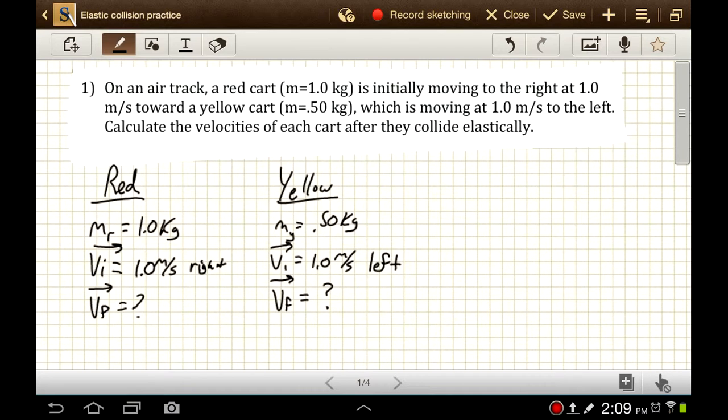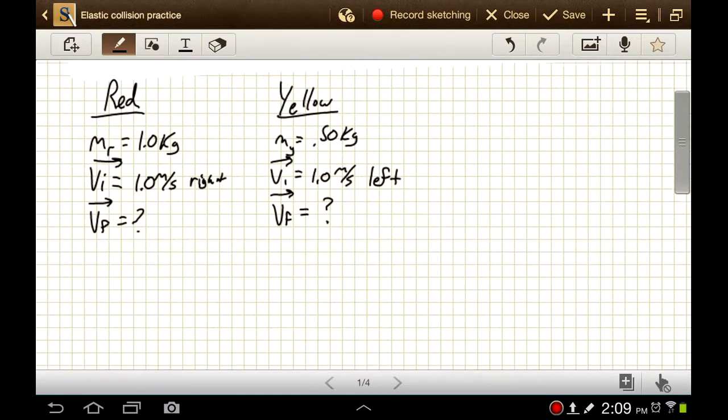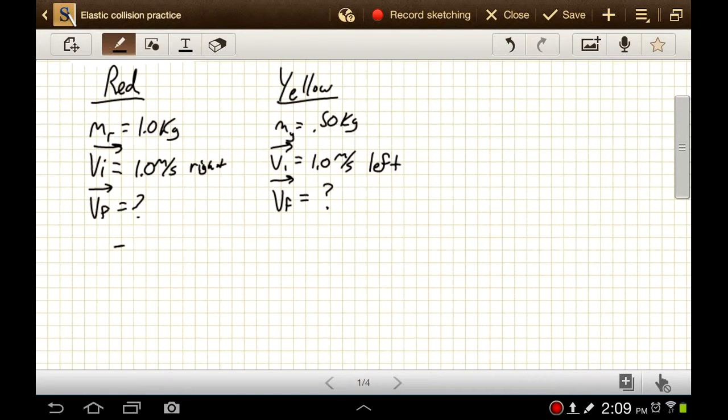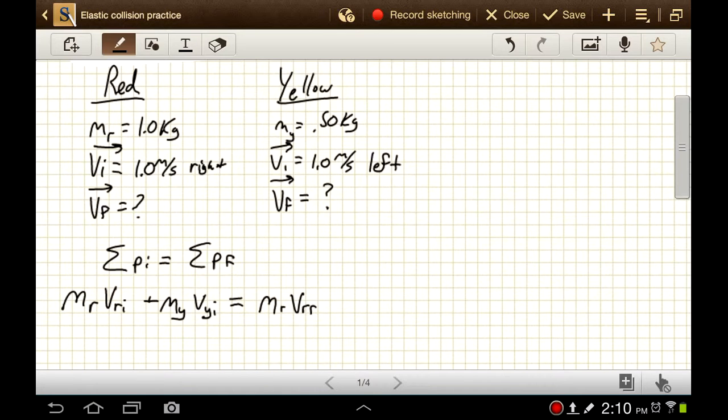Since we know that they collide elastically, we can do both conservation of momentum and conservation of energy in this problem. So we'll start with conservation of momentum. Total initial momentum equals the total final momentum. Or if we expand that, the mass of the red cart times the velocity of the red cart initially, plus the mass of the yellow cart times the velocity of the yellow cart initially, is going to be equal to the mass of the red cart times the velocity of the red cart finally, plus the mass of the yellow cart times the velocity of the yellow cart finally.